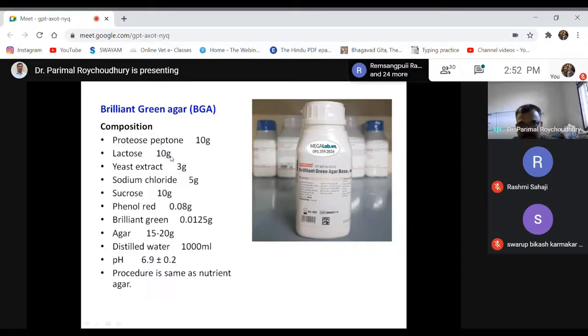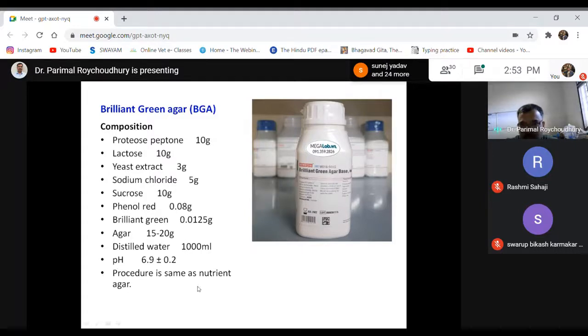1% of sugar is added, and then it contains sodium chloride, and lactose and sucrose, two different sugars, and two different indicators. These are pH indicators. One is phenol red, the other is brilliant green. Because of the presence of these indicators, the organism can be identified. If the bacteria grow and multiply but cannot ferment these sugars, then some alkaline reaction is produced, which will be indicated with phenol red. And if it becomes acidic by fermentation of the sugar, then it will give a bright green color. So at the same time, it can be used as a differential media.